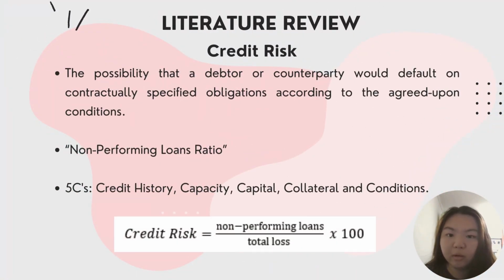Now, let us move on to the literature review. For this part, I will mainly focus on credit risk, loan loss provision, and yield curve. Credit risk refers to the possibility that a debtor or counterparty would default on a contractually specified obligation according to the agreed upon conditions. It is also known as the non-performing loans ratio. To assess credit risk for customer loans, lenders typically use the 5 C's, which are credit history, capacity, capital, collateral, and conditions. Credit risk is calculated by using non-performing loans divided by the total loans, times 100.